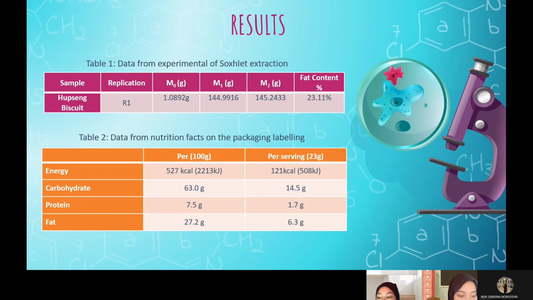we got 508 kilojoule, and for carbohydrate we got 63.0 gram, and per serving 14.5 gram. And then for protein we got 7.5 gram, and per serving we got 1.7 gram. And the last one for fat 27.2 gram, and per serving we got 6.3 gram.